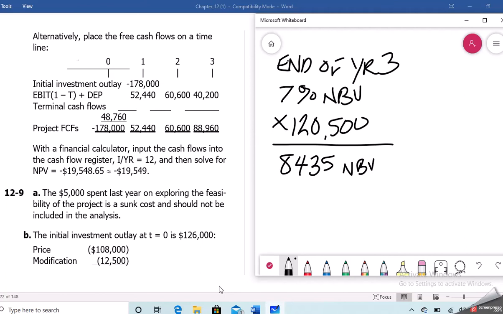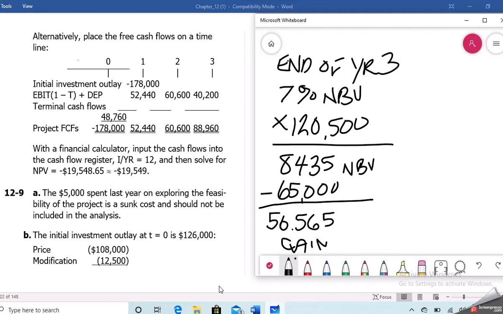So then if we can sell it for $65,000 at the end of those 3 years, we would have a $56,565 gain. And then we would owe taxes on that gain of 35%. So that would be $19,798.